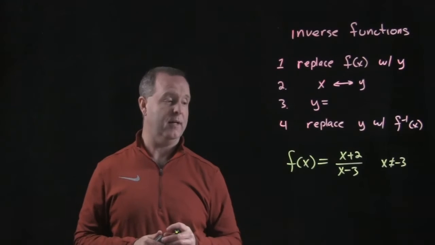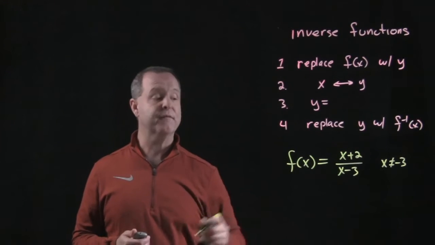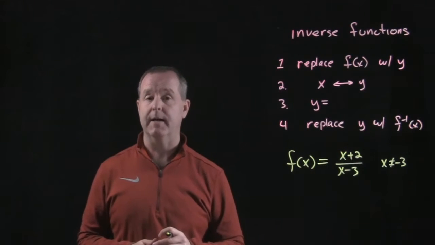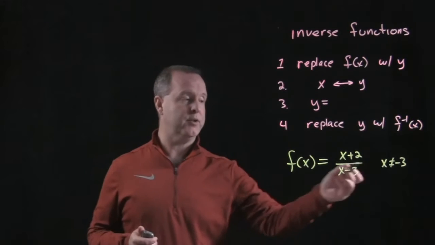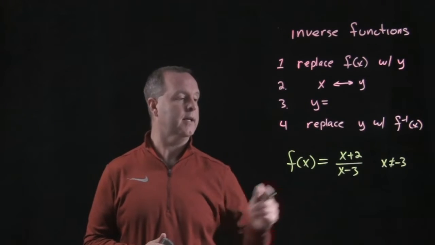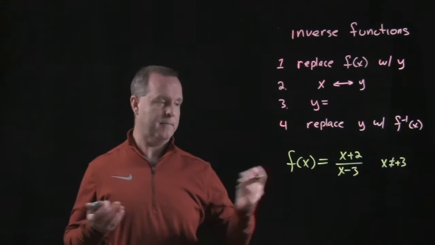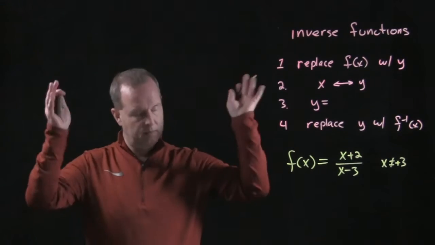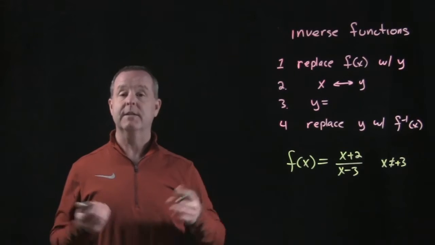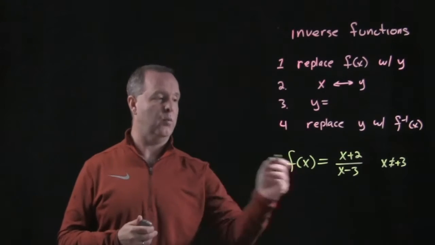Last example we want to explore: find the inverse function of f(x) = (x + 2)/(x - 3), given the domain restriction that x cannot equal positive 3 in that particular one, or obviously it crashes, goes to 0, all heck breaks loose. Step 1, replace f of x with y.